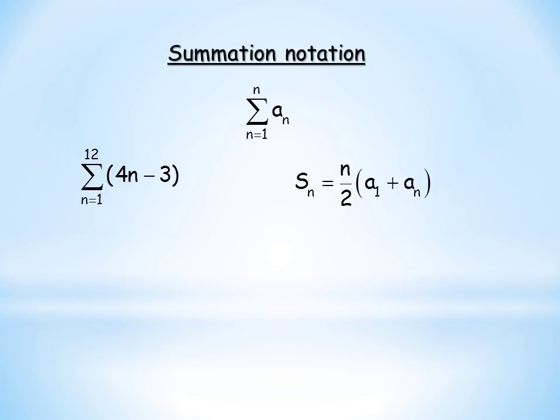But I have to figure out what A1 and an are. Well, if I start at the first term, which is 1, and I plug that in for n, 4 times 1 is 4 minus 3 is 1. So I know that the first term, A1, is 1. And if I want to know what the nth term is, I'm going to take 12 and plug that in here for n. So 4 times 12 is 48, minus 3 is 45. Now I have all the information I need for this, and I know that the sum is 276.